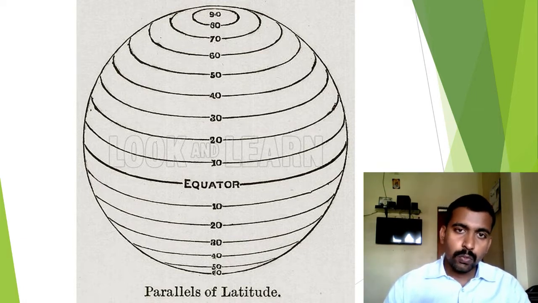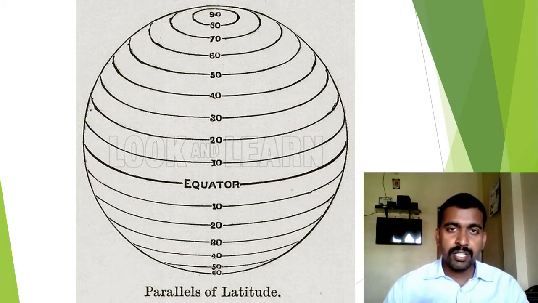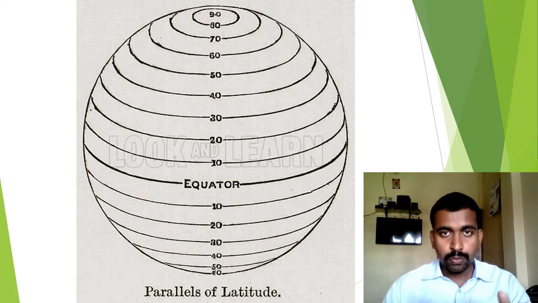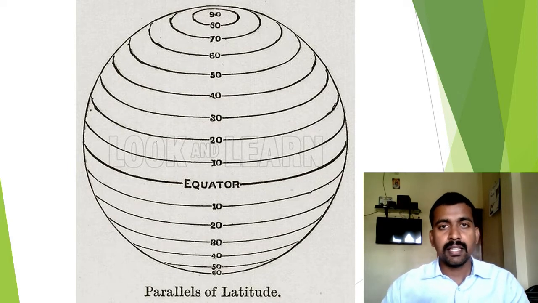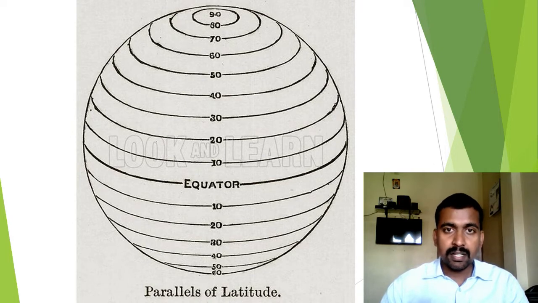So from this equator to the north pole or to the south pole, there are 90 imaginary lines. These imaginary lines are at 1 degree distance each. There are 90 lines from equator to the north pole as well as to the south pole. So in this picture 10, 20, 30, 40, 50 like that, I have given a few lines here. These lines are known as latitudes.